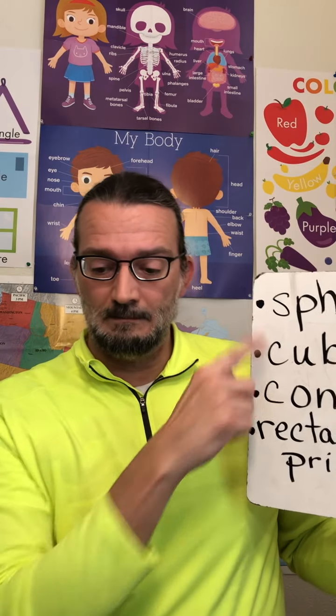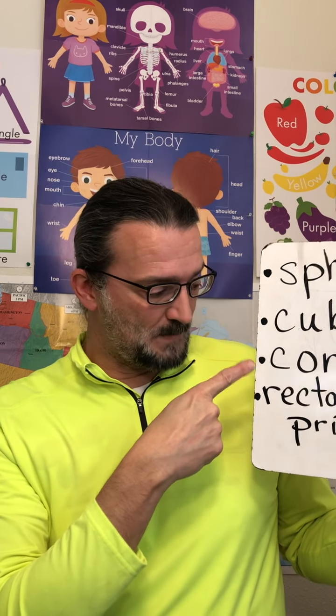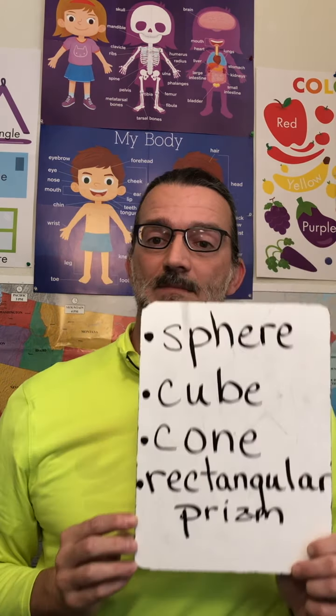A sphere, a cube, cone, or rectangular prisms. I want you to look around your house and see if you can find some of these different shapes, okay? And also after that, another thing to do is count to 100. Remember, we talked about it a long time. Count to 100. But I got a trick today.